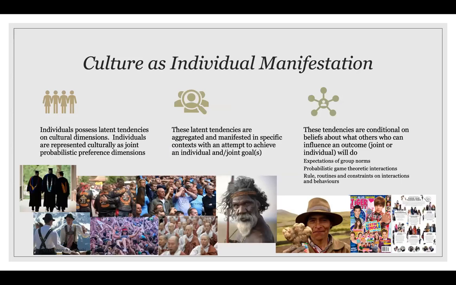And this is the big difference probably between what I view culture as and what you might have seen before. I tend to look on it as operating at the individual level, right? So you have individuals who possess latent tendencies on cultural dimensions, okay? And you can think about individuals as being probabilistically likely to manifest those things. These tendencies are aggregated and manifest in different contexts. And then these are conditional on the beliefs about others, right?